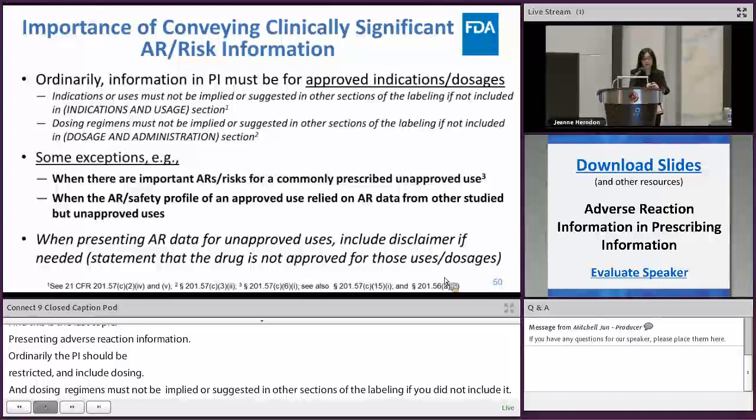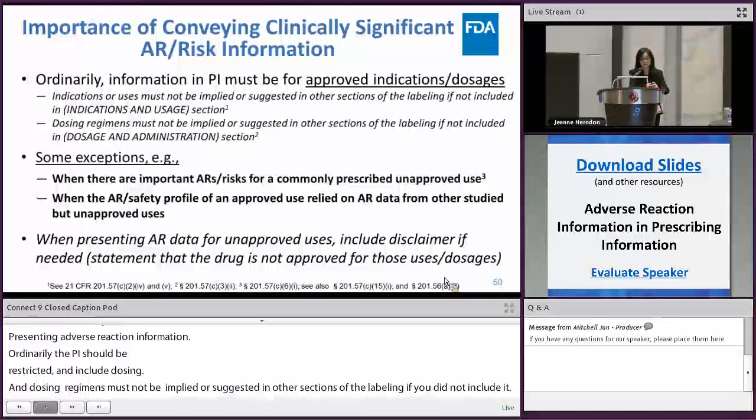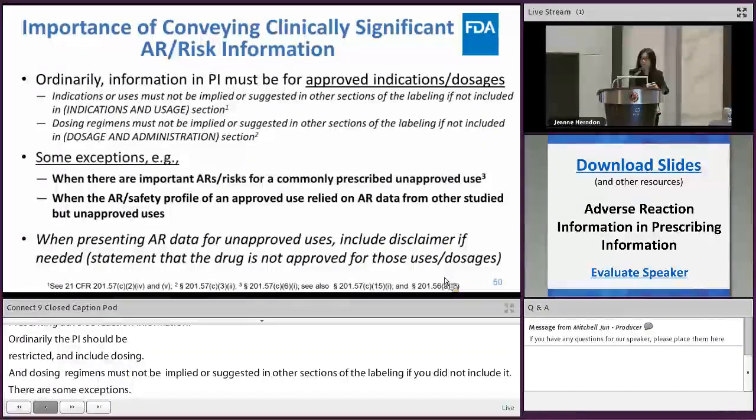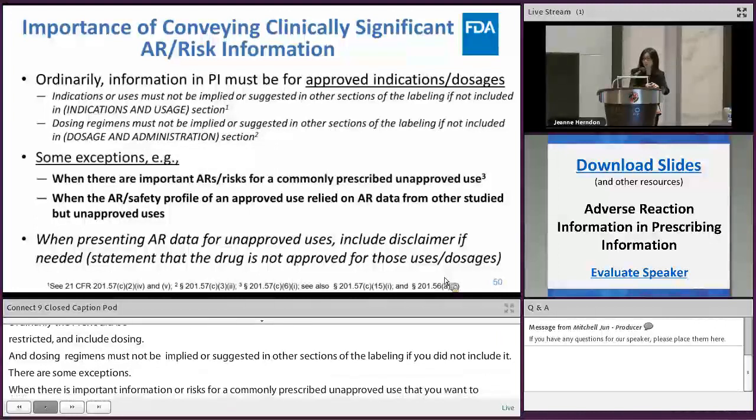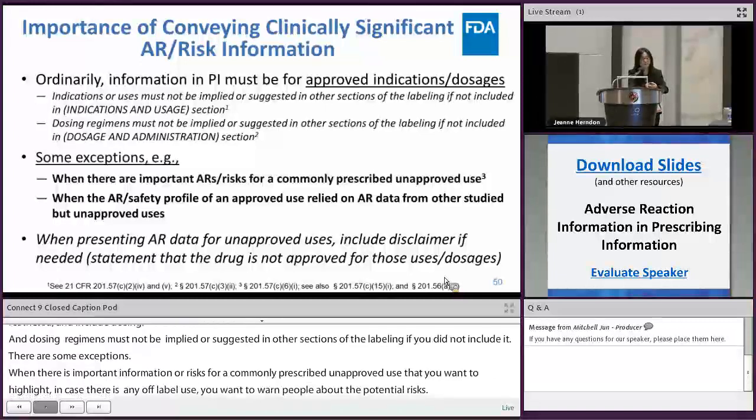There are some exceptions, however, and I think as Iris mentioned, when there's important information or risks for commonly prescribed unapproved use that you want to highlight, even though it's not an approved usage, it's deemed sufficiently important that, in case there's any off-label use out there and you want to warn people of the potential risks or adverse reactions, FDA can require this information to be included in the labeling by regulation. Not in all cases, but FDA can require it.